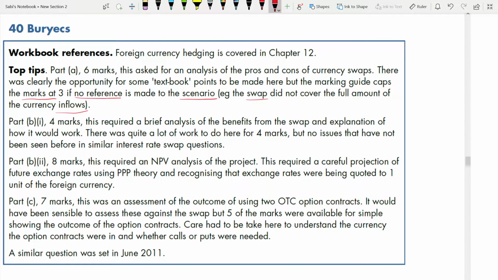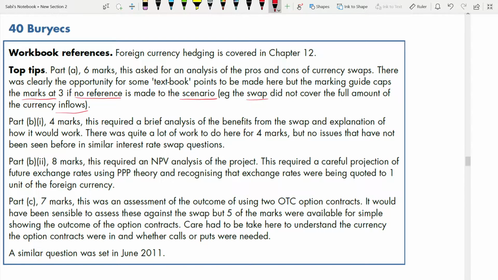Part B, the first part, 4 marks. This required a brief analysis of the benefits of the swap and the explanation of how it would work. There was quite a lot of work to do here for 4 marks, right? If you see the swap table, a lot of work is there to do, even though it's just for 4 marks. But no issues that have not been seen before in similar interest rate swap questions. You have to do it, you have to describe also.